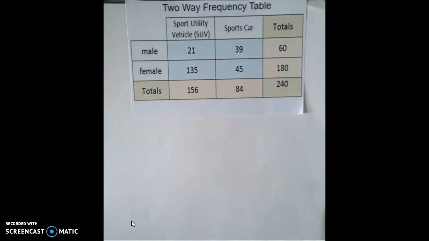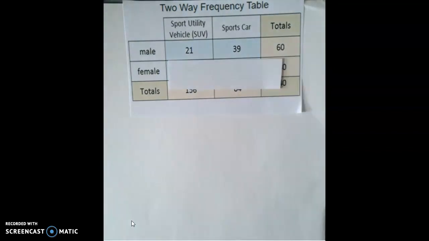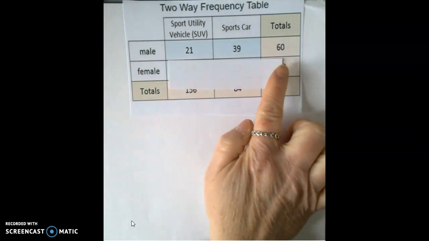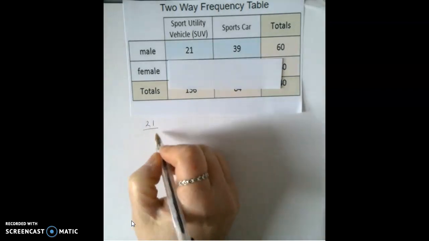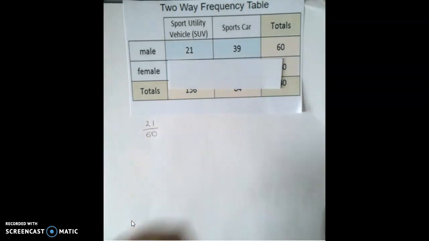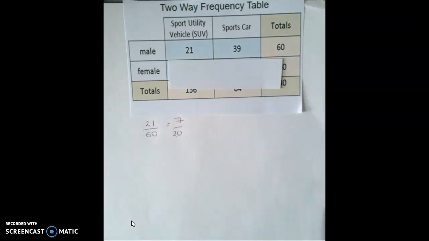So we can get rid of the female row from our table because we don't know that. It's given that the person is a male. So then we know that there are 60 males that were questioned in our survey. And out of those 60 males, 21 of them preferred an SUV. So the answer is 21 out of 60, and that would be 7 out of 20 if we divided it by 3 to simplify it.